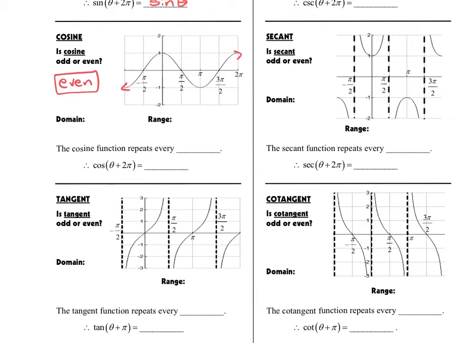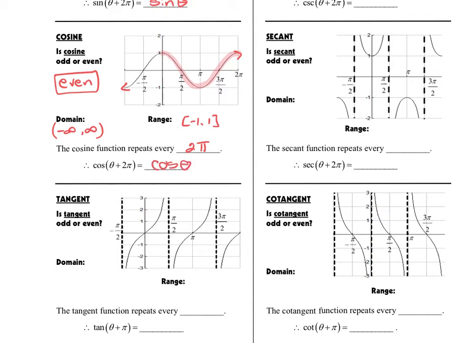Its domain, since it has those arrows, is negative infinity to positive infinity, and the range is the same as the sine function, from -1 to +1. When we look at when it repeats, I'm going to start here, and then we've got this piece right here. So cosine is also going to repeat every 2 pi. And that means that cosine of theta plus 2 pi is going to equal cosine of theta.